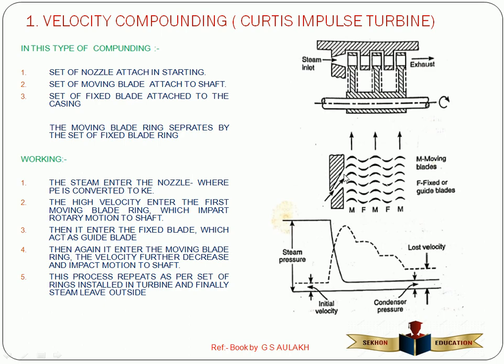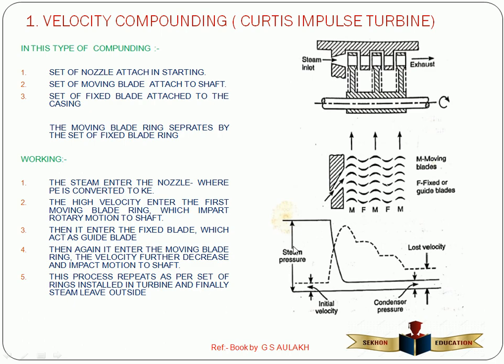There is another diagram for this. First, this represents the nozzle, these are the moving blades, then these are the fixed blades, these are again the moving blades, then fixed, then moving. Now we come to the working. In the starting, when the steam enters the nozzle, it converts the pressure energy into kinetic energy, then this high kinetic energy enters the first moving blade, as shown here.